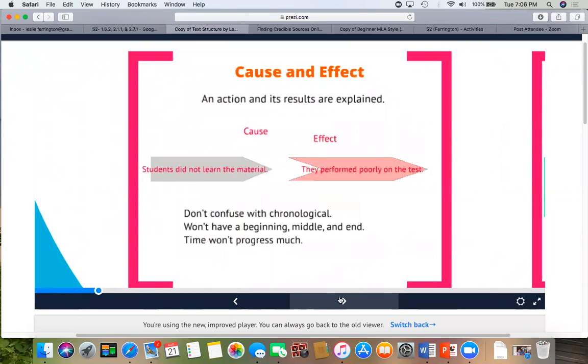The next one is cause and effect. Cause and effect is when an action and its results are explained. So the cause might be something like students did not learn the material, and the effect is that they performed poorly on the test. You don't want to confuse this with chronological, because this won't really have a beginning, middle, and end. It won't have the plot necessarily that a chronological story does. Time doesn't really progress very much. It's really just giving you, this is the cause, and because of that thing, this is the effect.